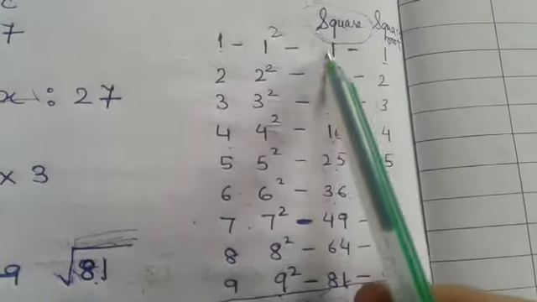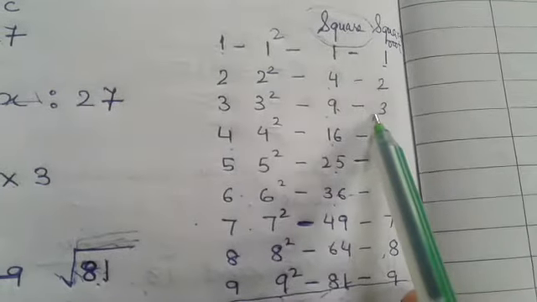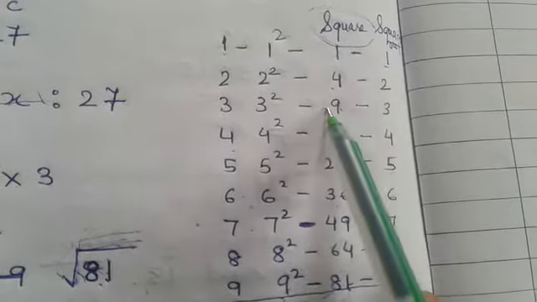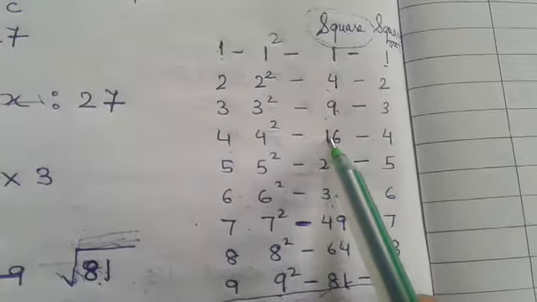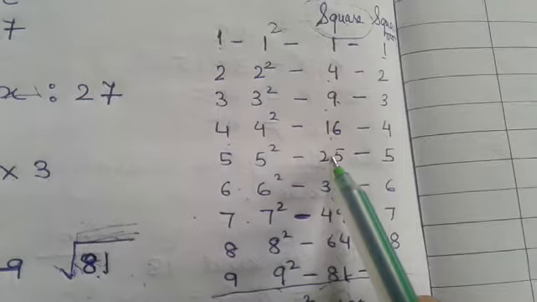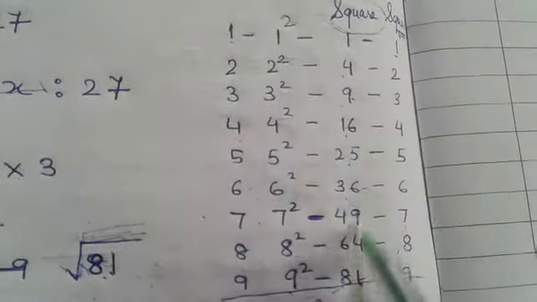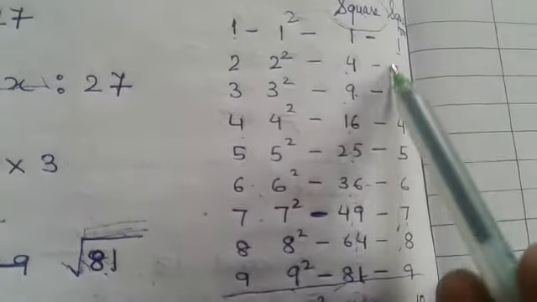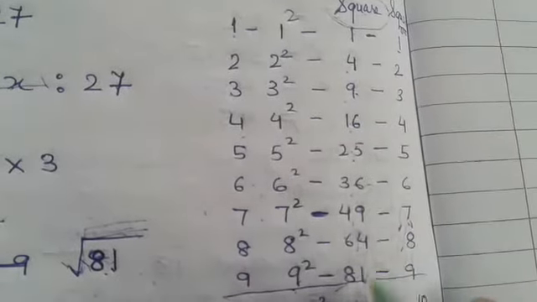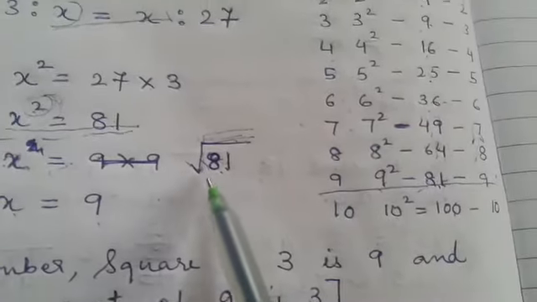Square of 1 is 1, square of 2 is 4, 2 2s are 4, square of 3 is 9, 3 3s are 9, square of 4 is 16, 4 4s are 16, square of 5 is 25, 5 5s are 25, 6 6s are 36, 7 7s are 49. So these are all squares of these numbers, and these are all square roots of these numbers. Okay, so 81, square root of 81 is 9. So we have written here 9.